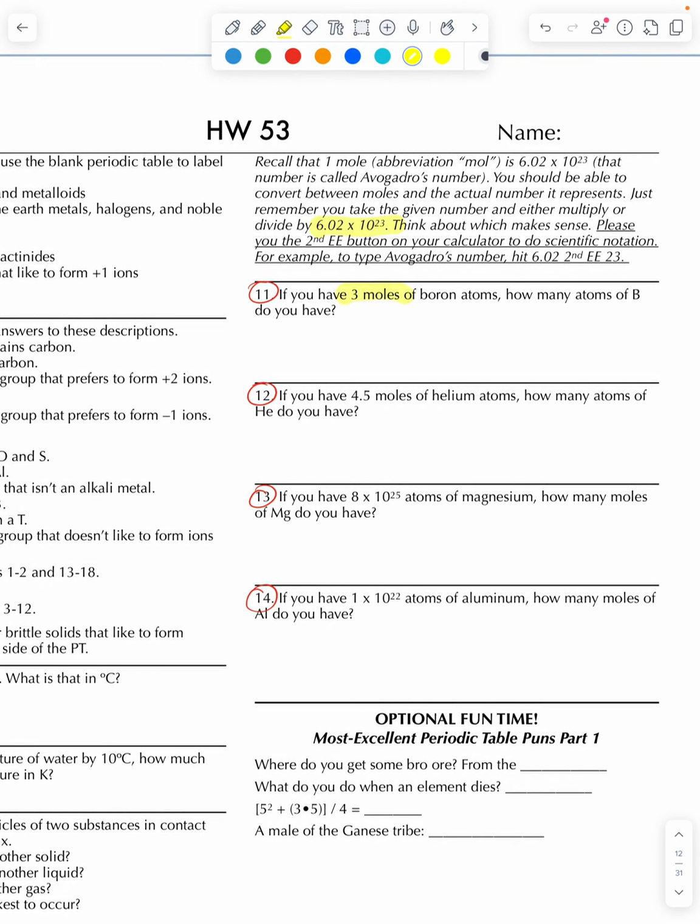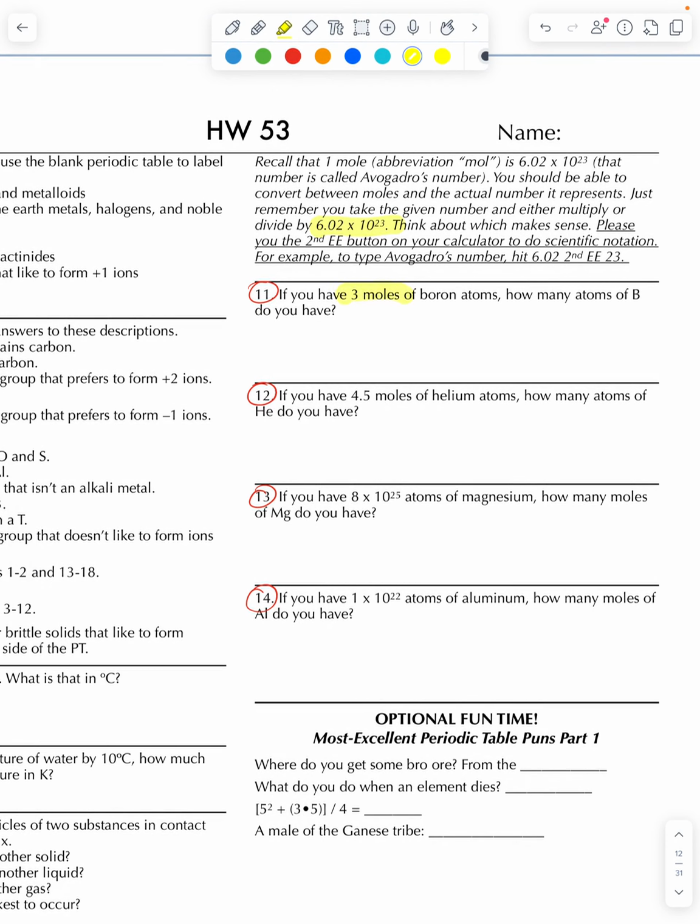So I don't want to take my time getting out my calculator and finding this. Actually, I'll show you the answer key. There we go. But number 12 is the same idea. I have 4.5 moles. How many is that? Well, if each mole is this number, if I have 4.5 moles, it's just 4.5 times that number, right?